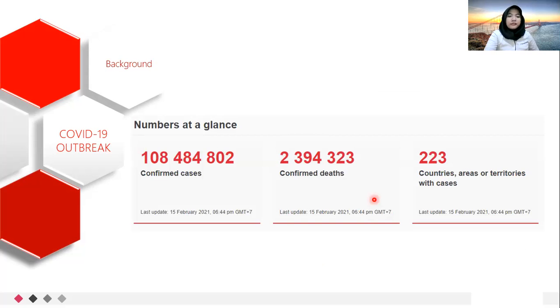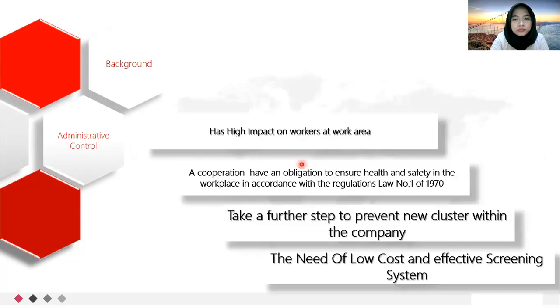For the numbers, the confirmed cases reported by WHO showed that the coronavirus has hit more than 108 million people all over the world. Also, confirmed deaths because of coronavirus are reported at more than 2 million 300 thousand people all over the world.